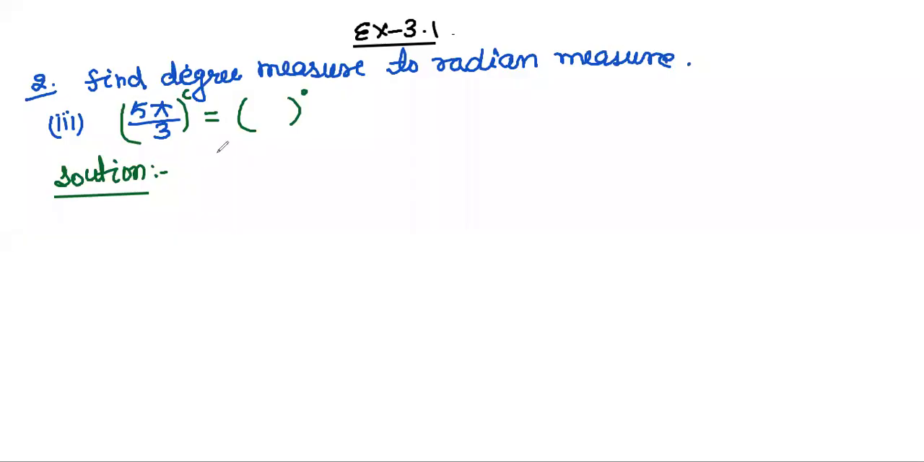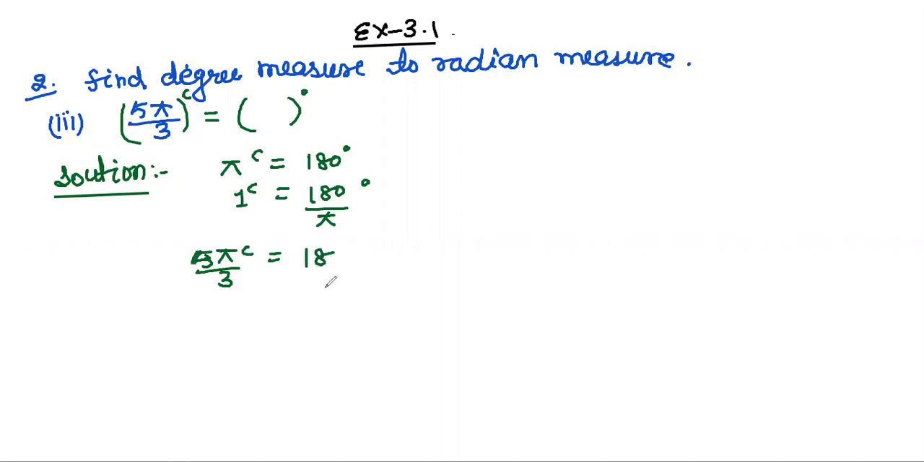Now we'll discuss question number 3 from 2 only. The question is, we have to convert degree measure to radian measure. The question is 5 pi by 3. We know that pi radian equals 180 degree, then 1 radian equals 180 by pi degree. And then 5 pi by 3 radian equals 180 by pi into 5 pi by 3. So finally, after calculating, we are getting 300 degree. This is our answer.